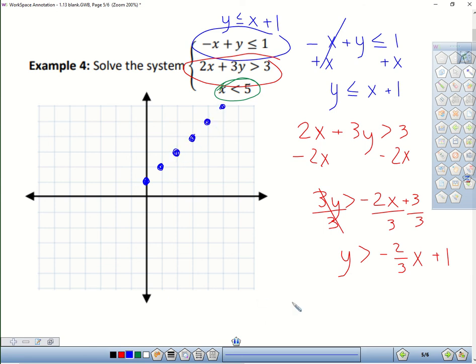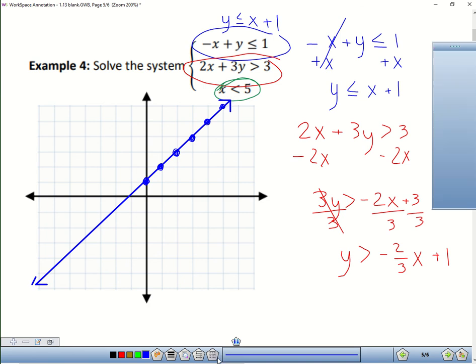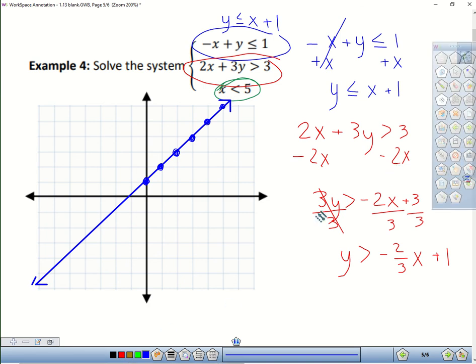And then for this situation, my line is going to be solid, and it's going to look like this. And next we're going to look at the red one. So for the red one, I have it down here. My y-intercept is also 1, and I'm going to be going down 2 units and over 3. So 1, 2, 1, 2, 3. So it's going to look something like this.